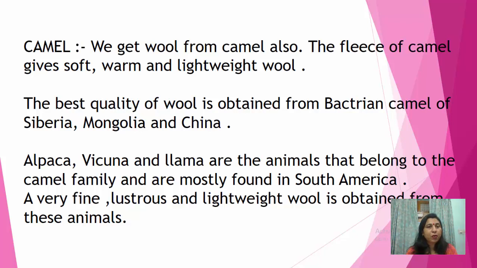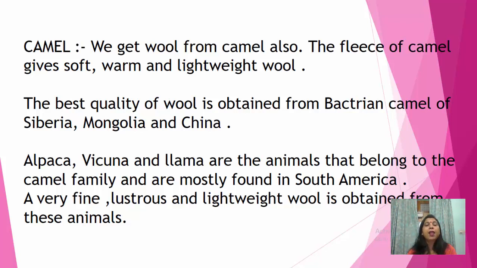Camel is the ship of the desert, we all know, but some varieties of camel also give us wool. The fleece of camel gives soft, warm and lightweight wool, and the best quality of wool is obtained from the Bactrian camel of Siberia, Mongolia and China. Got it? The best quality of wool from camel comes from which variety? Bactrian camel. And where is this Bactrian camel found? Siberia, Mongolia and China.